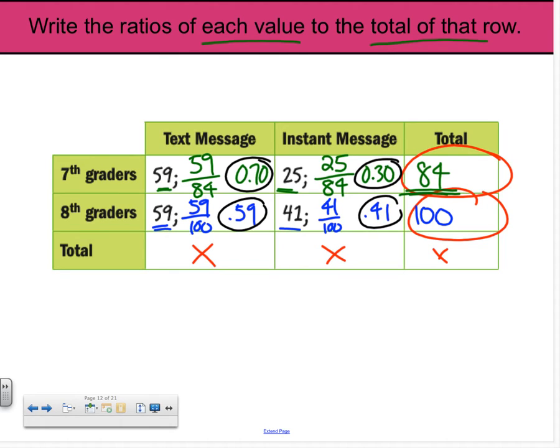All right, and what those are telling you is how often this occurs. So if we look at this two-way table, we can see that when it talks about how students message on a daily basis, 70%, or 0.7, of 7th graders do text messages. We see that right here. Right here, we see that 30% of 7th graders use instant messenger. Here we see that 59% of 8th graders use text message and 41% use instant message. So what we're able to do with the two-way table is simply break data down in a way that's usable.